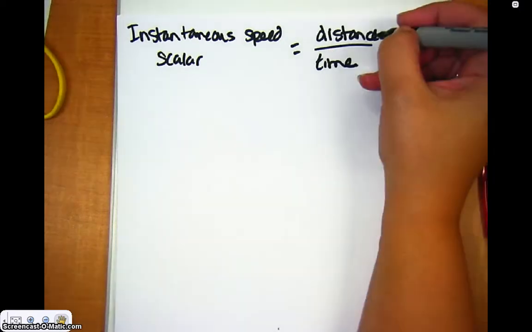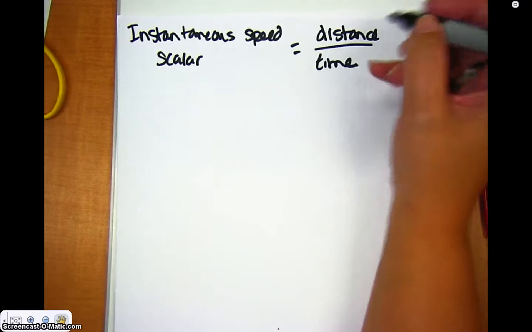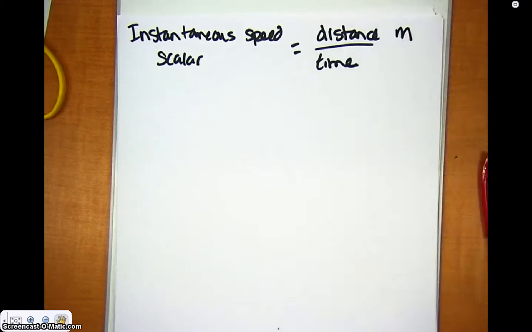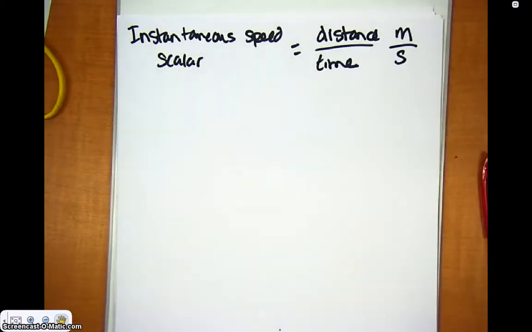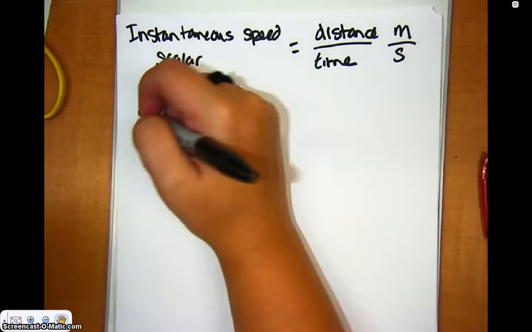So if you take a distance measurement, so distance in physics we use meters, and then you divide that by a time measurement, so it'd be meters per second. Okay? Now instantaneous speed, like I said, is the speed that we would measure with a radar gun. However, you know if you're traveling on a long trip, you're going to stop, your speed's going to go up, it's going to go down. So there's also average speed.